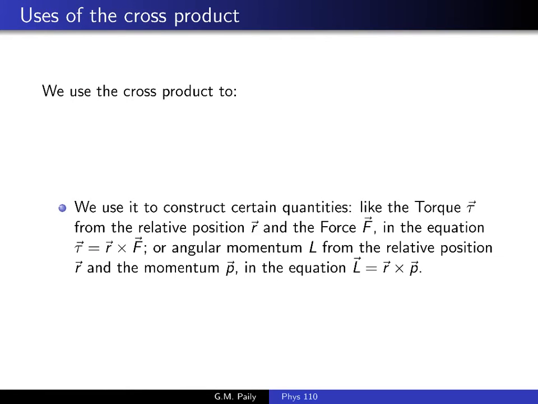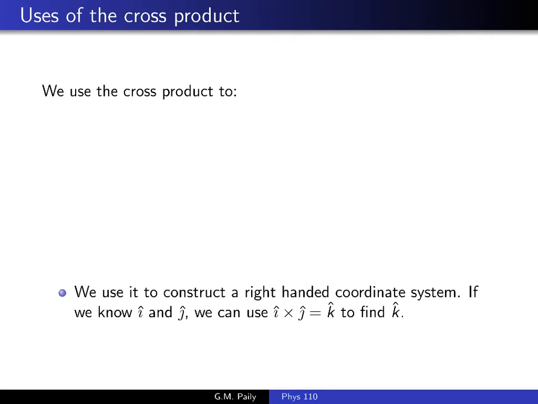We also use the cross product to construct certain physical quantities like torque, which is constructed from R and F. So tau, the symbol for torque, is given by R cross F. And angular momentum L is given by the equation L is equal to R cross P. We also use the cross product to construct a right-handed coordinate system. If you know the directions of the x-axis and the y-axis, you can find the direction of the z-axis. And that is because i cross j is equal to k. So knowing the directions of x and y, you can find the direction of z.